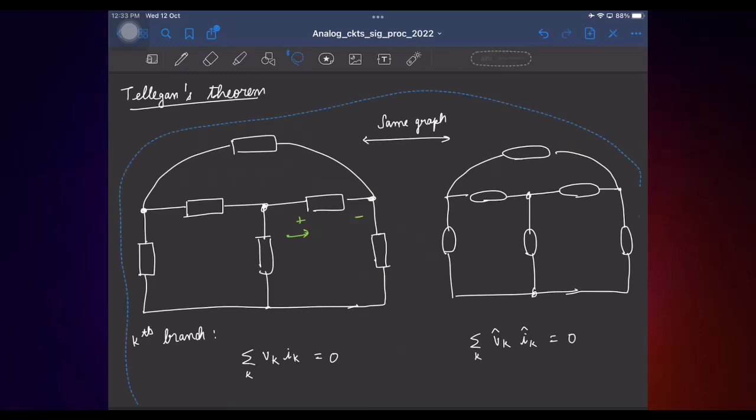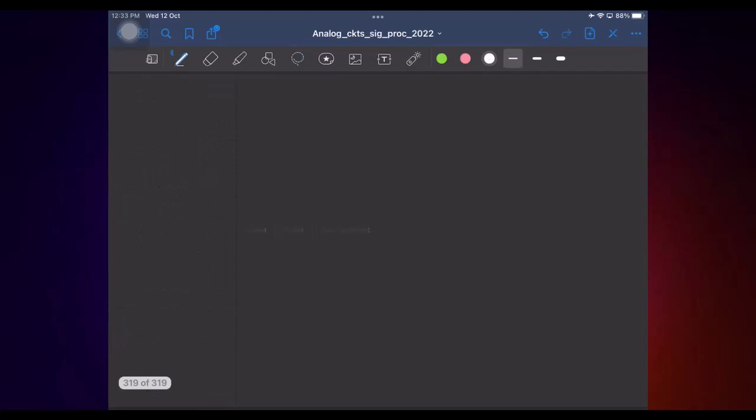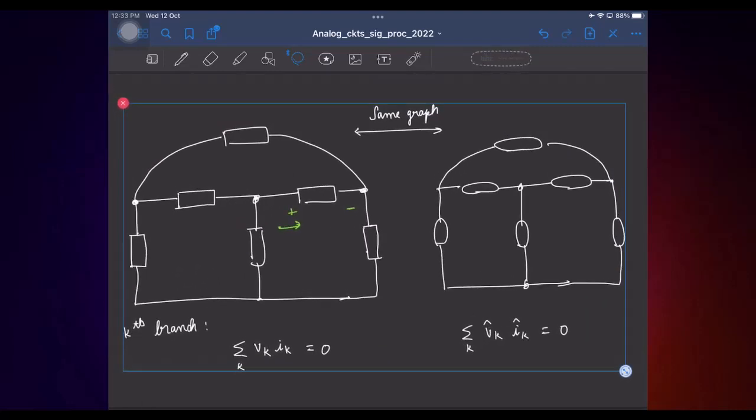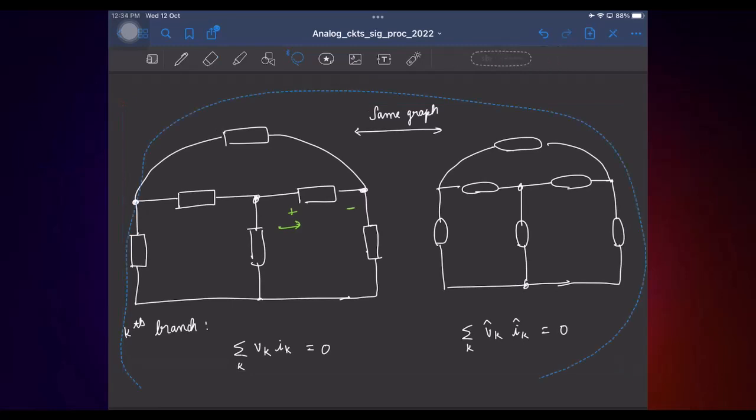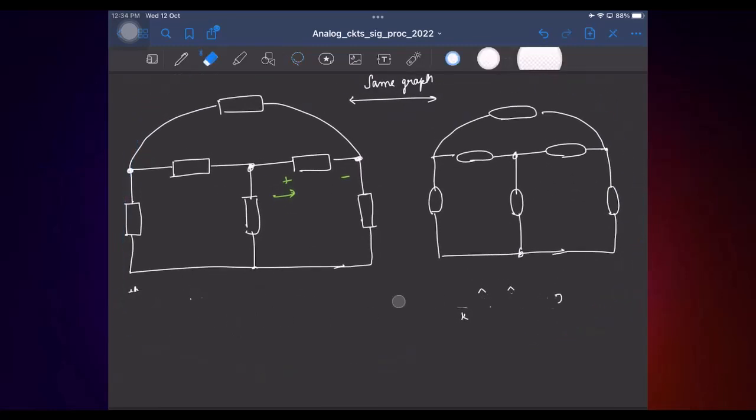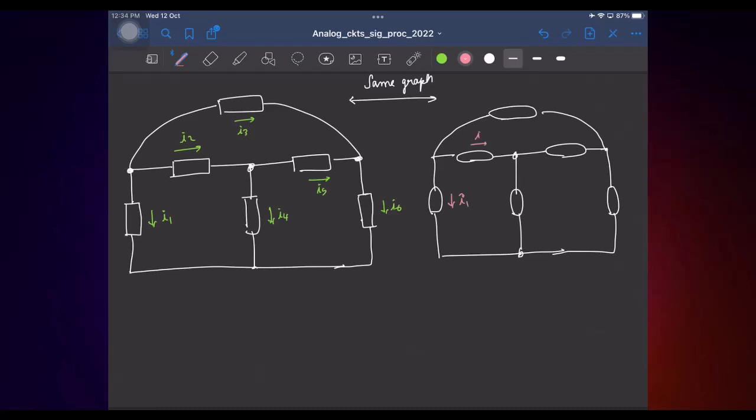Okay, so let me extend it. So let's say the current here is I1, this I2, I4, I5 and I6. See, the corresponding currents here are I1 hat, I2 hat.